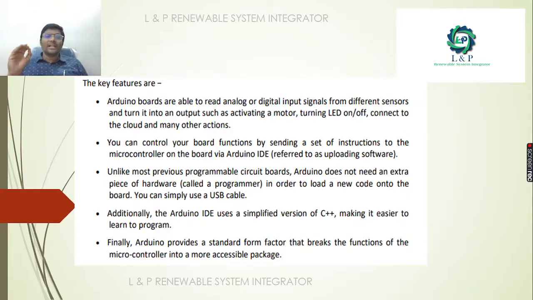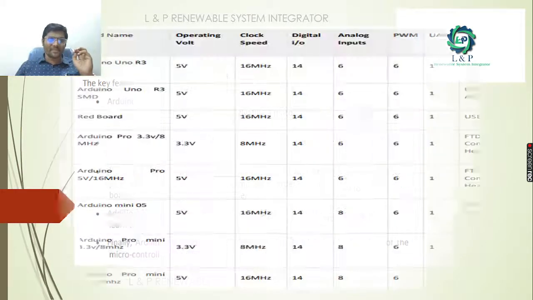your board by giving certain instructions. Using C++ also we can program this Arduino IDE. That is why it is very much easier to code. And also it breaks the functions of the microcontroller into a more accessible package.